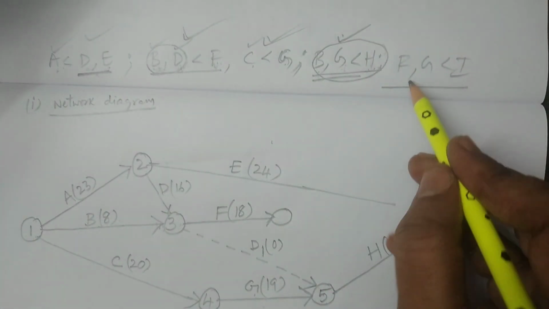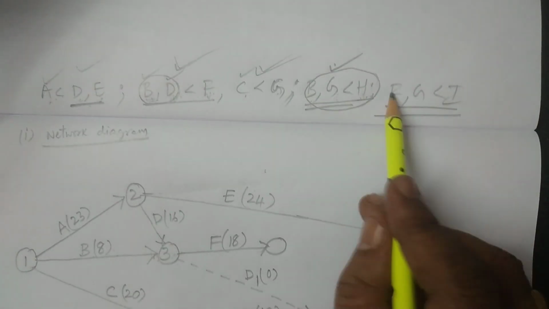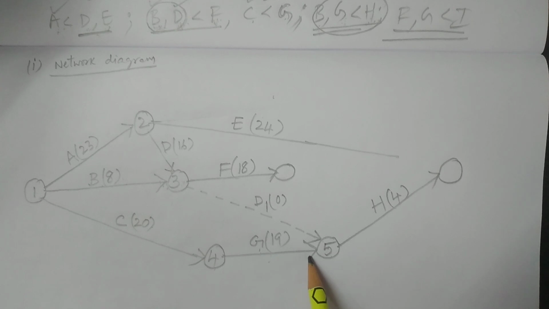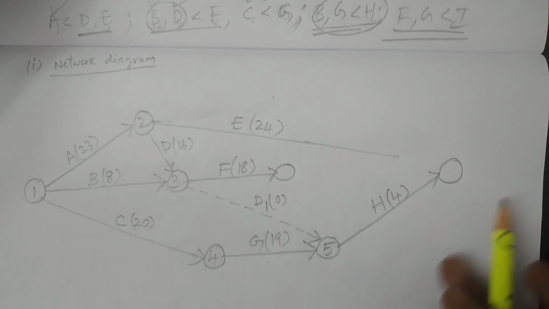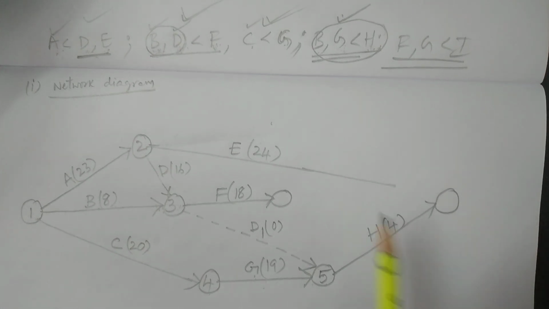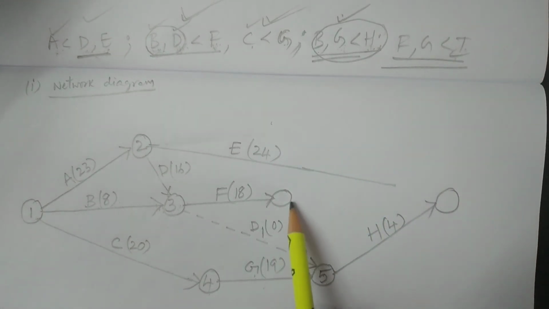Now similarly, F and G less than I. So that is F and G. Where are these activities? This is F, this is G. After G we have H, so we cannot connect the activity I here. Where do you have to connect the activity I? We have only one option, to consider from F. The I is an end activity.